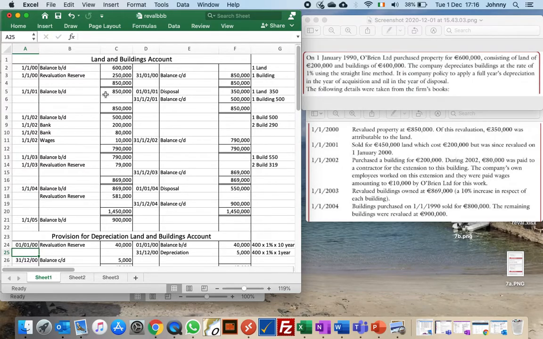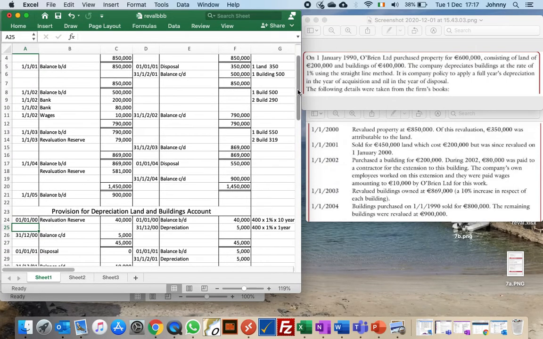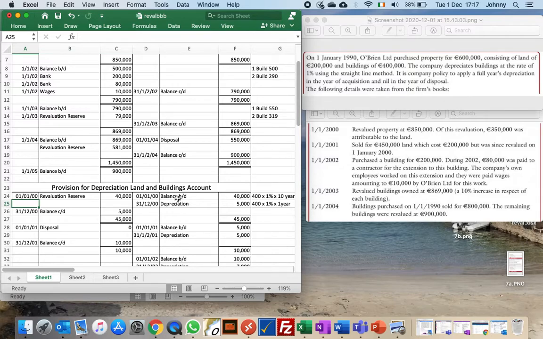So I start off at 850, which is land and building. Now I'm getting rid of the land, so all I'm left with is the building, which is worth 500,000. That's my balance, which I'll carry over to the following year. So that's what I'm going to have to start next year. Now, what happened then in the provision?